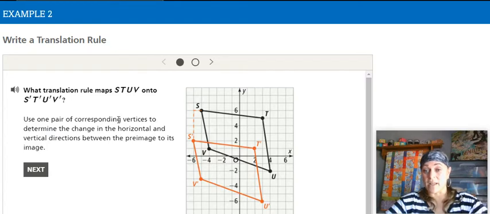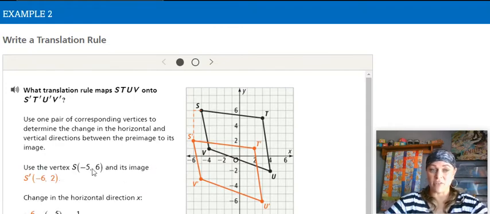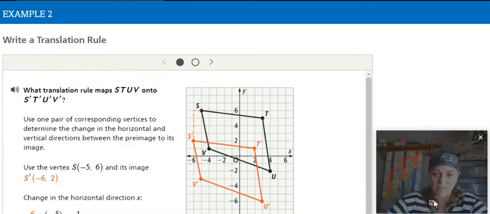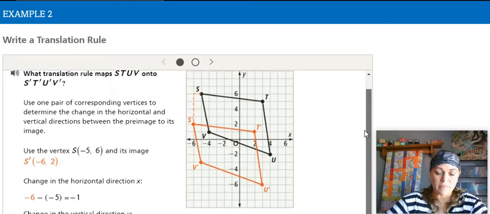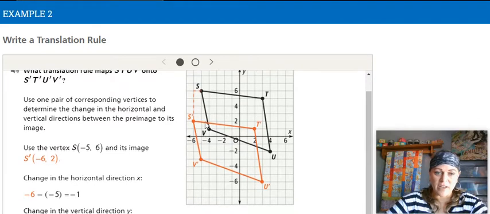So they say take one of the points and the corresponding point, which ironically they chose S as well, and figure out how they're different. So they took this value, the x value is -5. The x value of S prime is -6. So they're just looking at the x values.